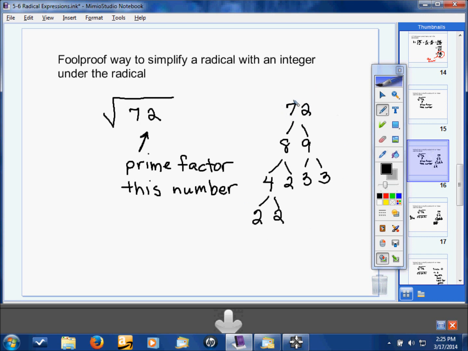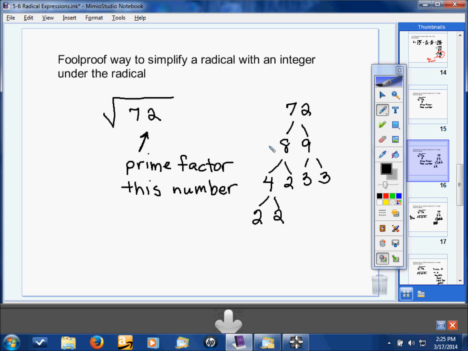So in other words, you start with the number, you break it down into whatever times whatever. This is 8 times 9 is 72. Then you break that down until the ends of the factor tree all have prime numbers. You have a 2, a 2, a 2, a 3, and a 3. So prime factoring shouldn't be new to anybody. This is something that you were taught to do a long time ago, but it's coming back.